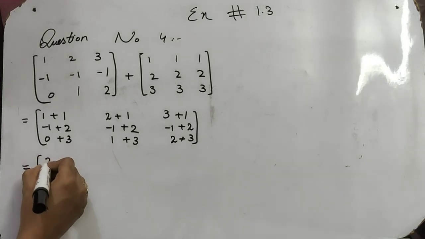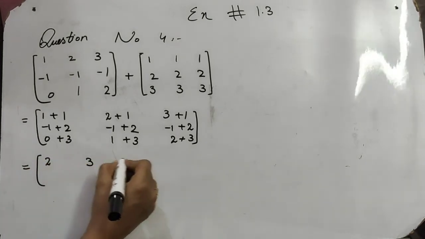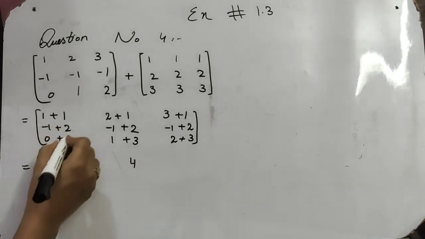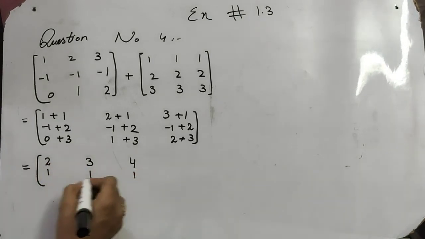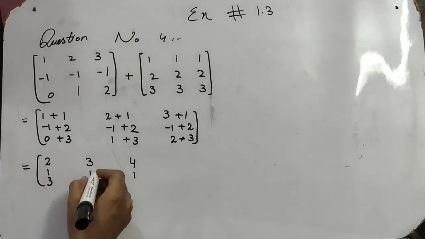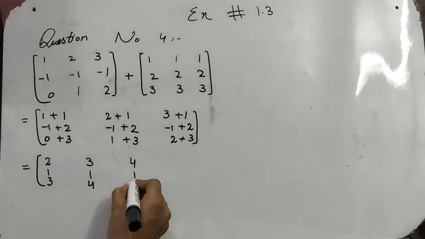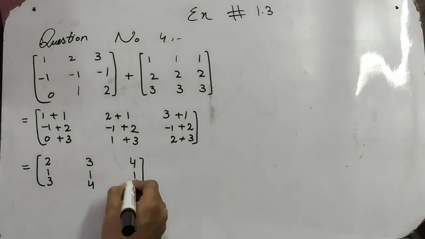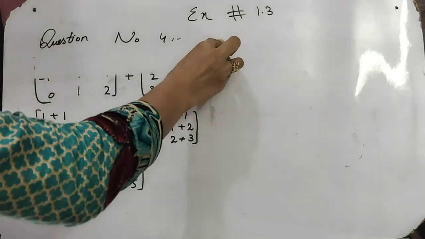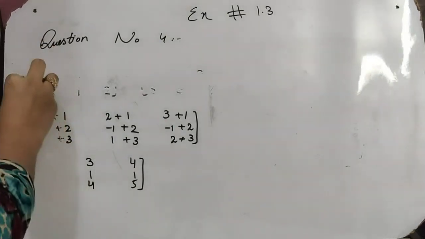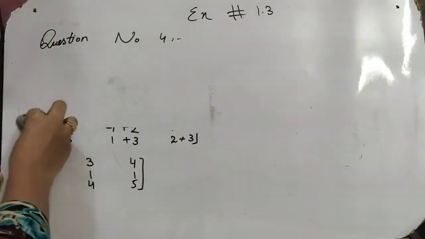1 plus 1 is 2, 2 plus 1 is 3, 3 plus 1 is 4. Minus 1 plus 2 is 1, minus 1 plus 2 is 1, and minus 1 plus 2 is 1. 0 plus 3 is 3, 1 plus 3 is 4, 2 plus 3 is 5. This is the required matrix. This is the answer. We have done the fourth part of question number 4.